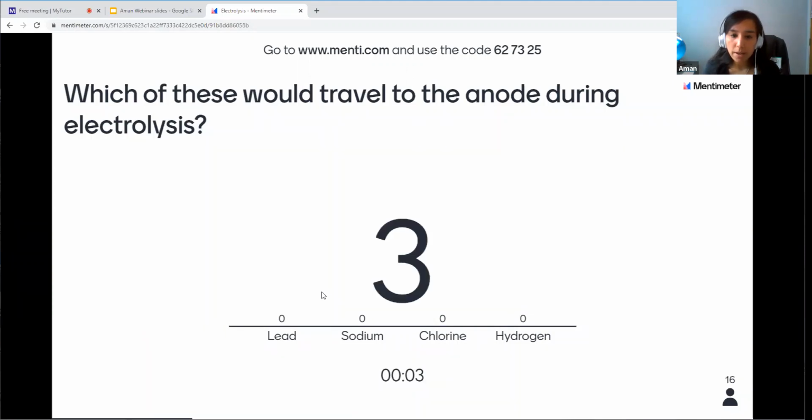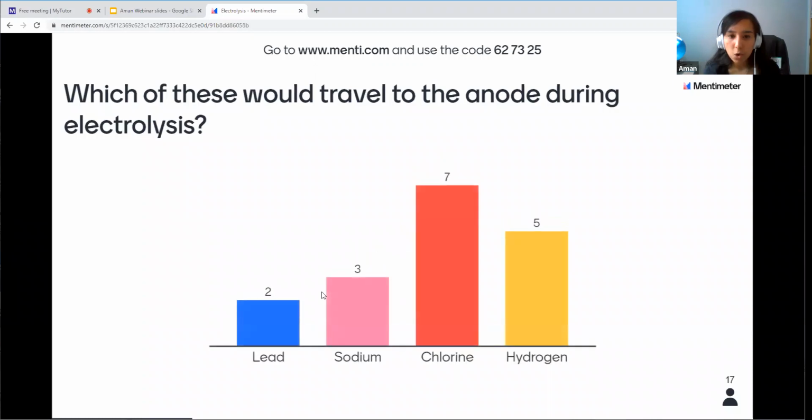So 3 seconds left. The answer is chlorine. Excellent. So lead is positively charged. Remember, positively charged ions, it's Pb2 plus, go to the cathode. Sodium is Na plus, that goes to the cathode. Chlorine is right, it forms Cl minus, so it will go to the anode. It will be attracted to the positively charged electrode, which is the anode. And hydrogen forms H plus, so it's attracted to the cathode where it gains an electron. Well done.